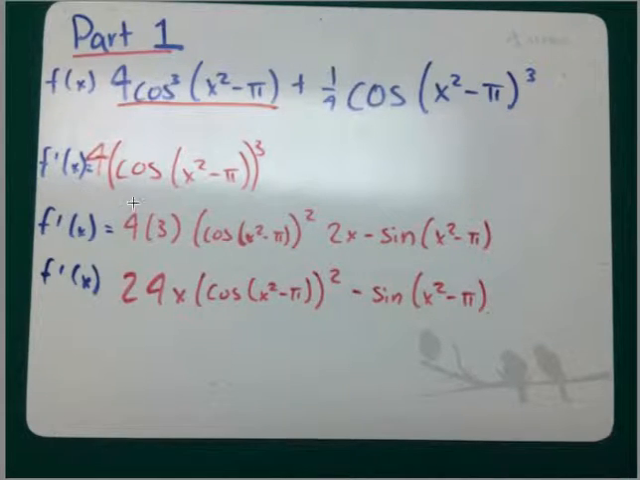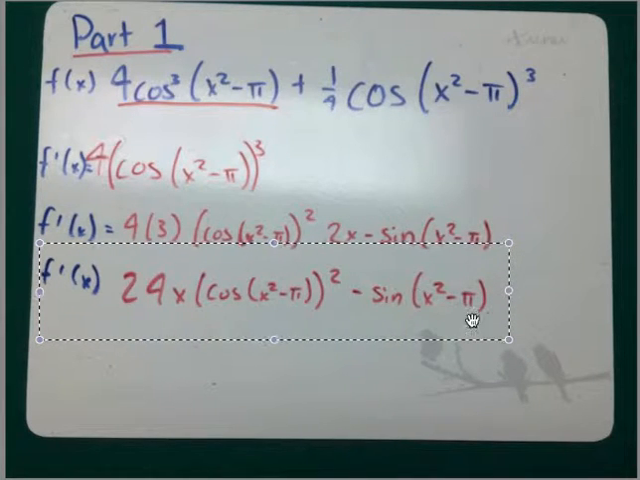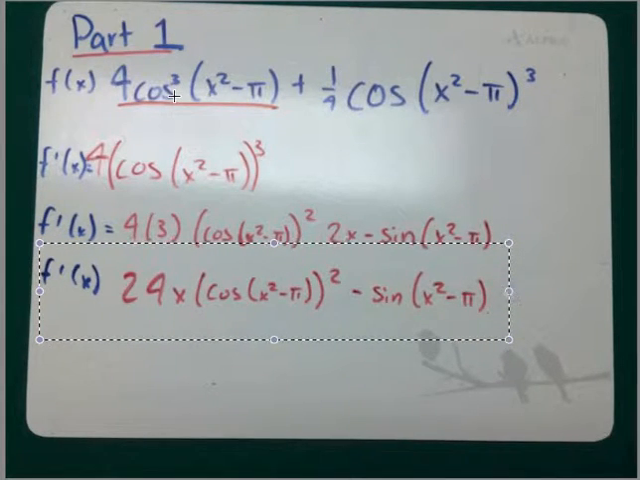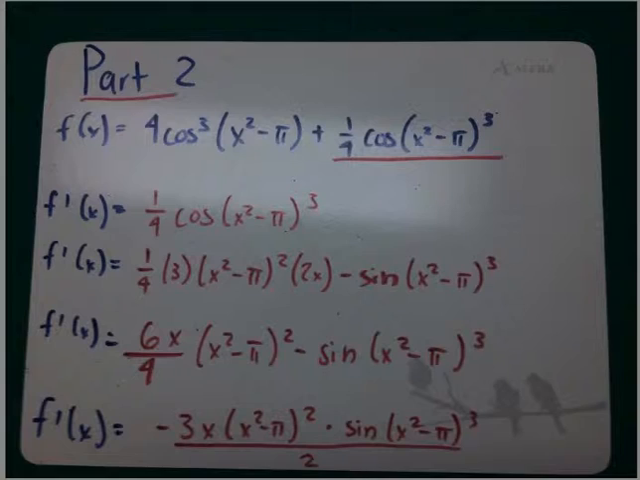So this is the first part. Then we multiply the 4, the 3, and the 2, and we get 24x. We copy this here, cosine squared of (x squared minus pi), and minus sine of (x squared minus pi). This is our part 1. It's the answer of our part 1. It's the derivative of this. So we are done with part 1, and we go on to part 2.